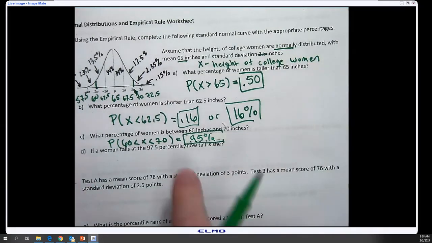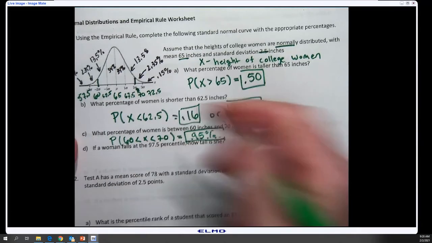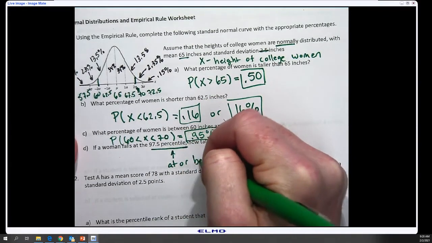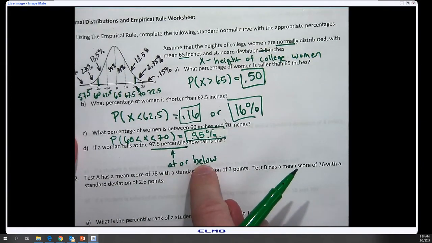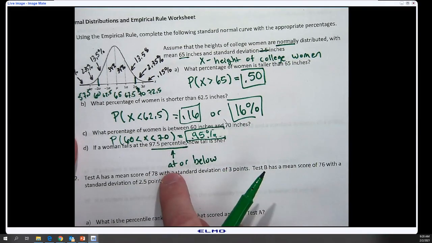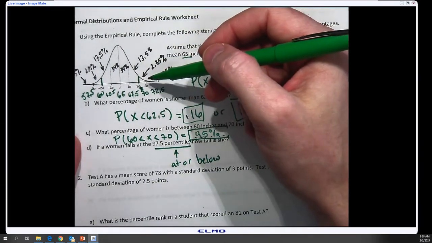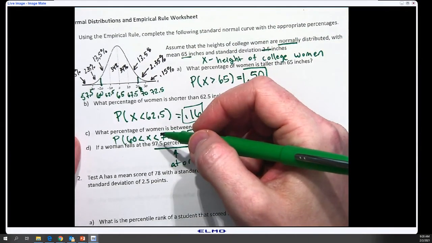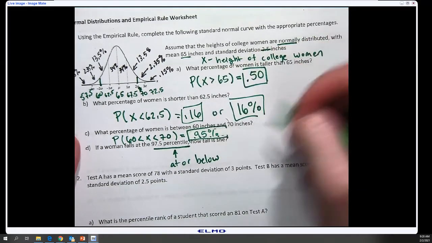And then finally, if a woman falls at the 97.5th percentile, which means at or below, that's what a percentile is, at or below. There's 97.5% of people at or below her height. We want to know how tall she is. So she's a very tall person. If 97.5% are at or below her height, she's going to be way, way, way over here, such that we only have 2.5% on the right side.